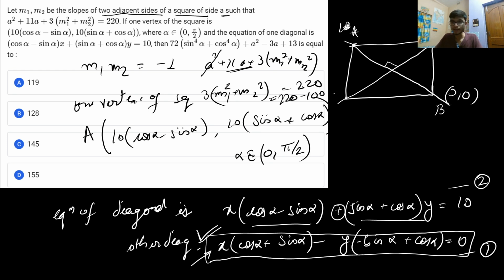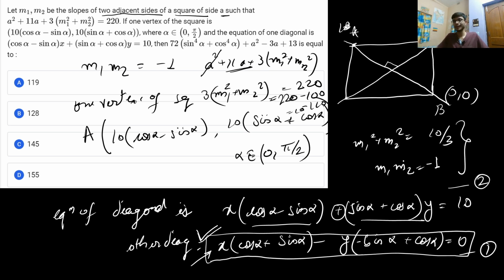220 minus 100 minus 110, so this is 210 and this will be equal to 10. So from here I get the value of m1 square plus m2 square is equal to 10/3, and we also have the equation m1 into m2 is equal to minus 1. So if you solve this, I can directly see it in this fashion.